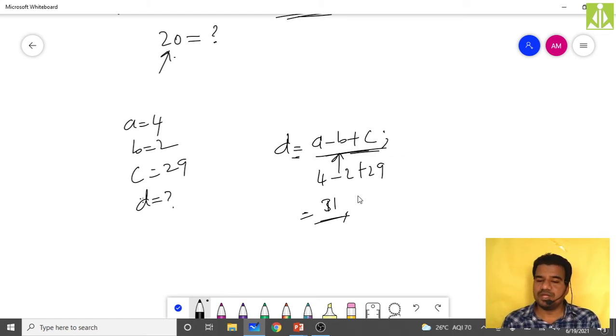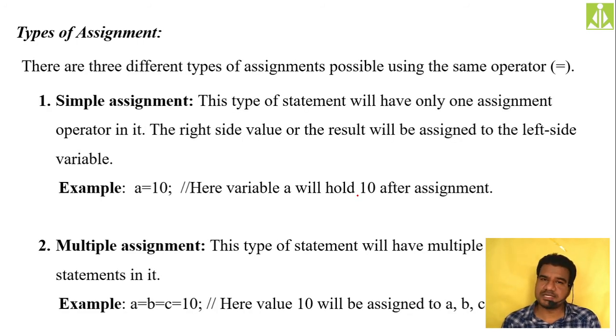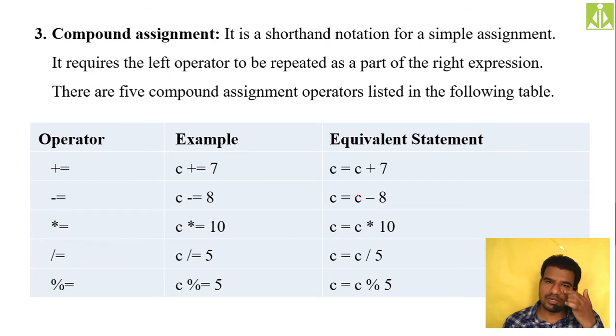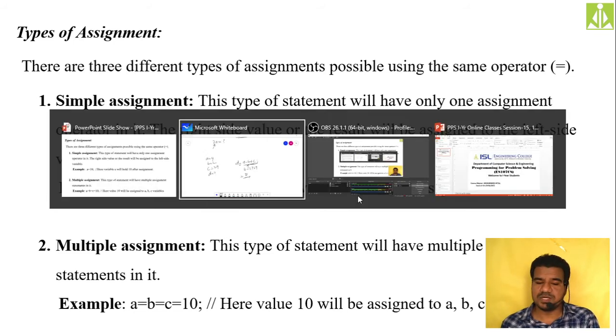Okay, hopefully you understood how we are performing the assignment operator in our programming. Then the next thing after the assignment operator: assignment operations can be simple assignment, or they can be complex assignment or multiple assignment. Whatever assignment we have just done is a simple assignment, and we need to discuss multiple assignment as well as compound assignment. Simple assignment is very simple. Only a single assignment operation we are using.